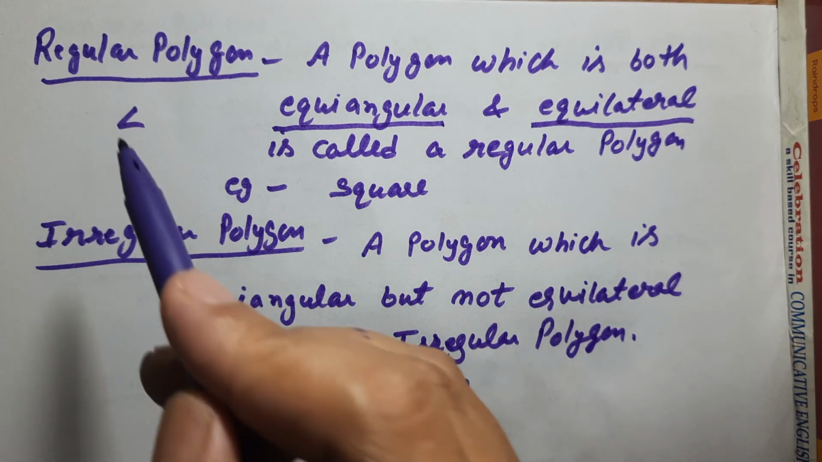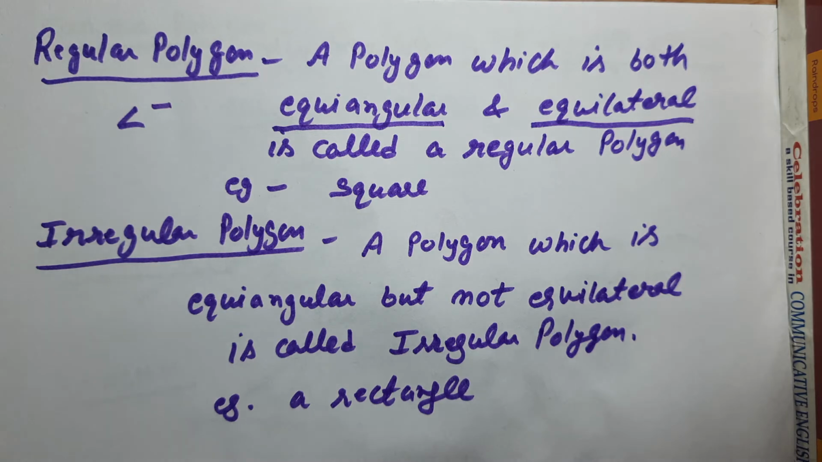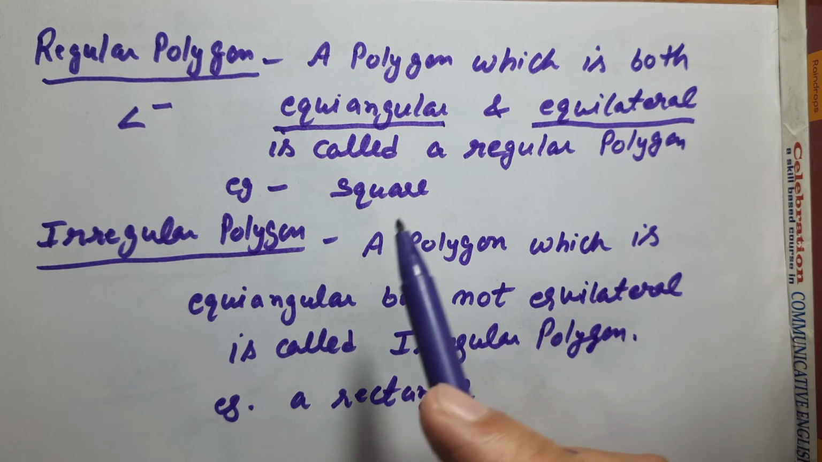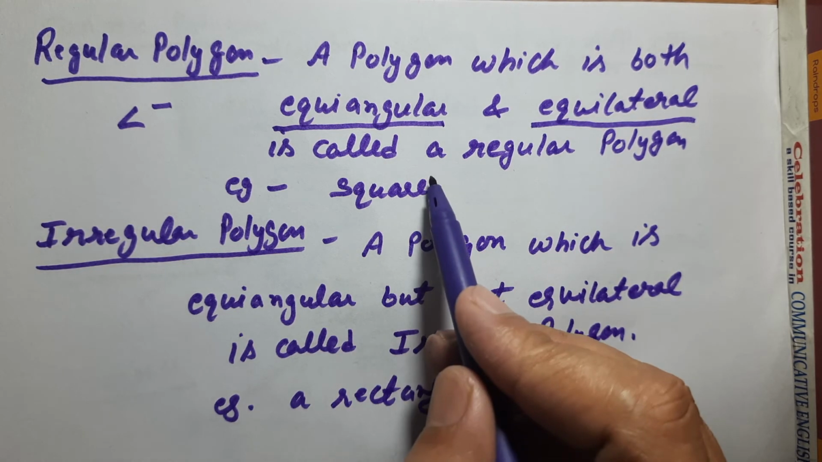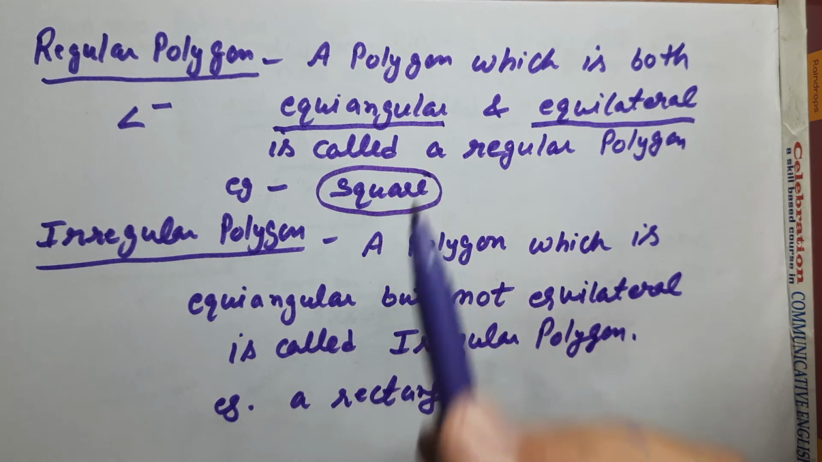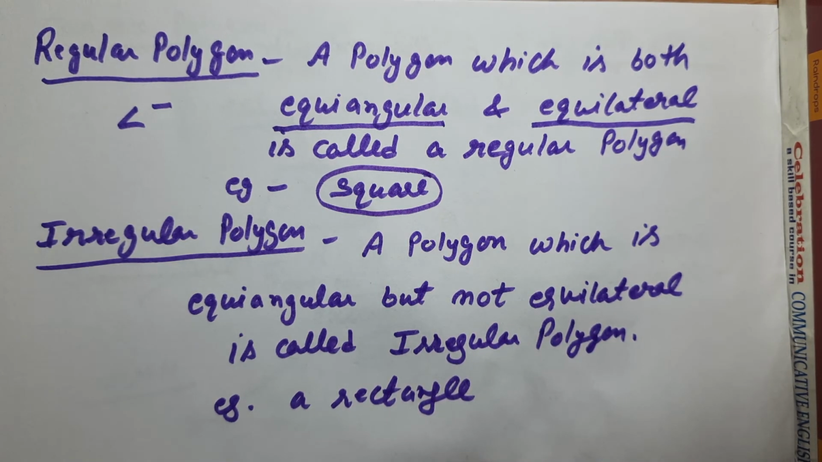What is meant by equilateral? All the sides must be equal. So a polygon which is equiangular and equilateral is called a regular polygon. The simplest example of a regular polygon is a square, in which all the sides and all the angles are always equal. Each angle is a right angle.